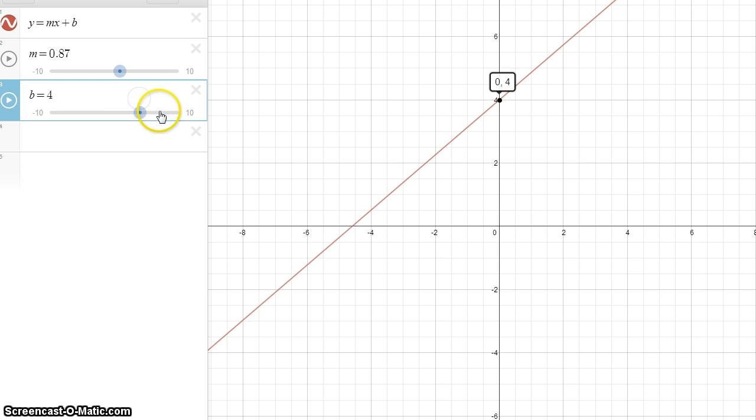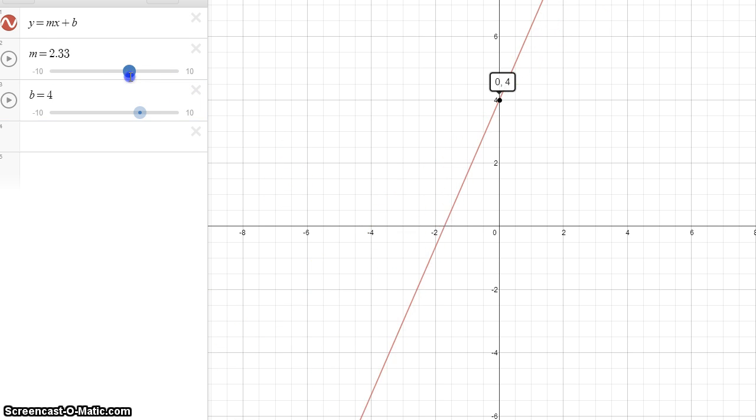So go ahead and play around with this. I know this video is meant for slope, and I talked a little bit about y-intercepts, but play with the slope, and generally it means the steepness of the line.